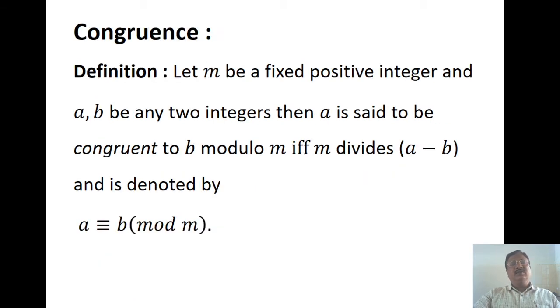Now let us see congruence. The definition is, let m be a fixed positive integer and a, b be any two integers. Then a is said to be congruent to b modulo m if and only if m divides a minus b, and is denoted by a is congruent to b mod m. This sign indicates the congruence.